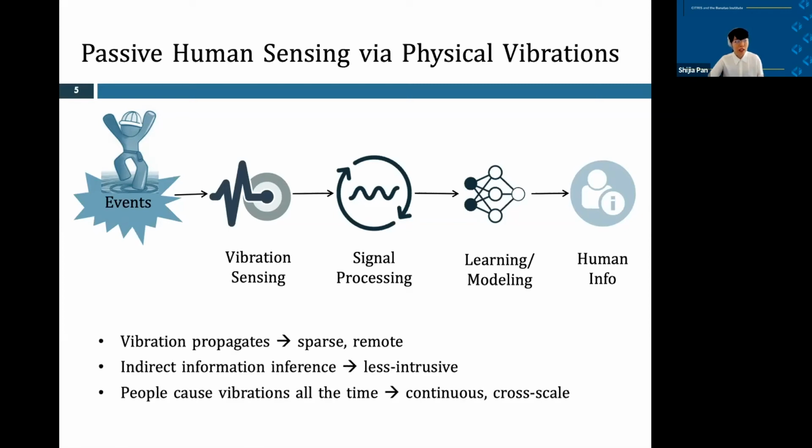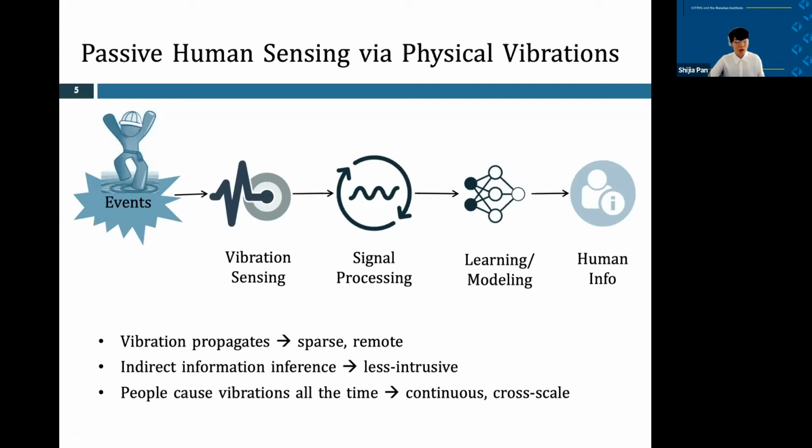A few advantages of vibration-based human sensing include the following. Because vibration propagates, it allows us to sense the target information from a distance. Hence, we can do a sparse deployment and observe remotely. Unlike vision or speech, the information contained in the vibration is not directly interpretable to people. As a result, it has to be indirectly inferred, and this actually makes it less intrusive in terms of perceived privacy.